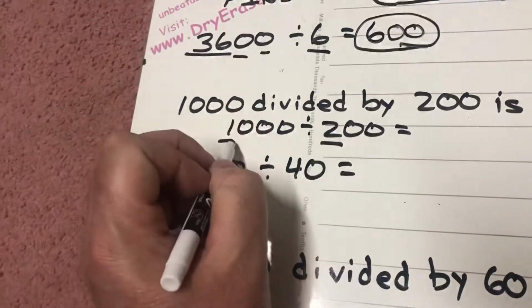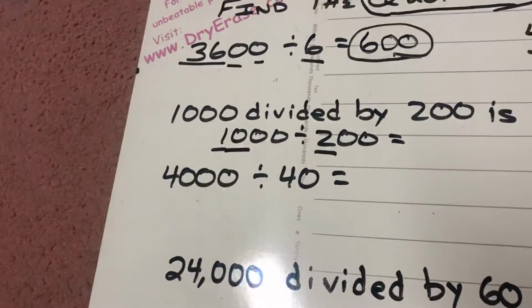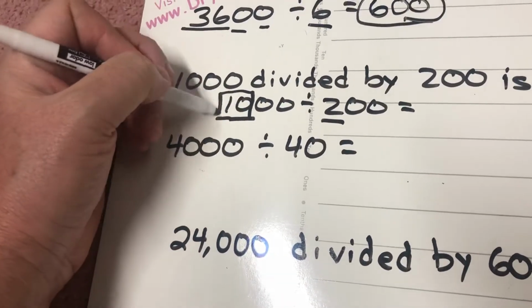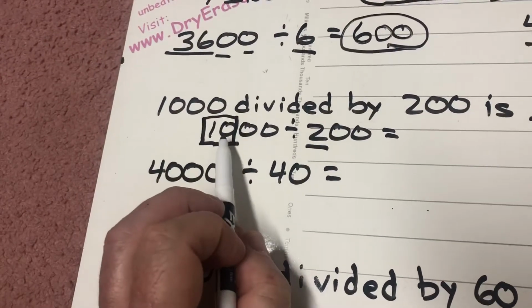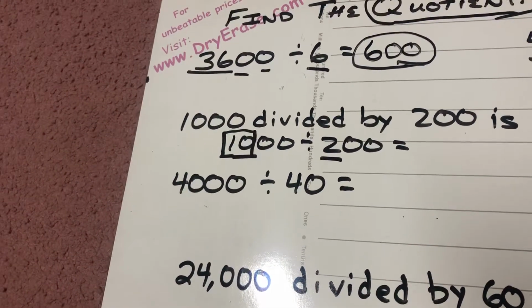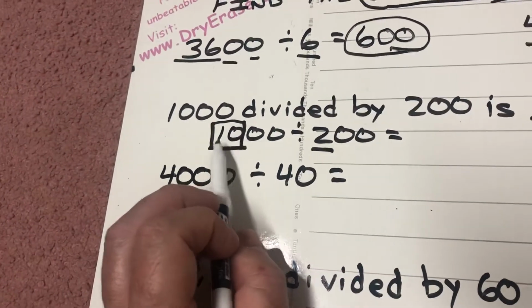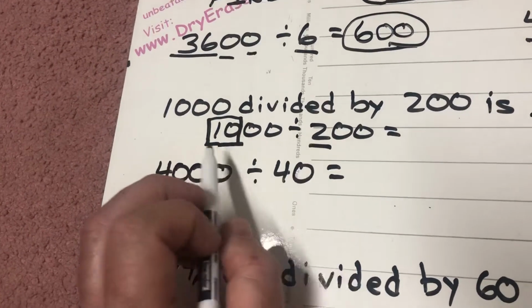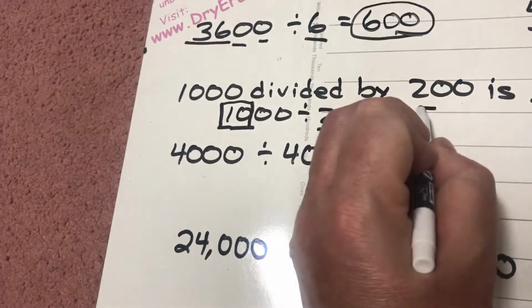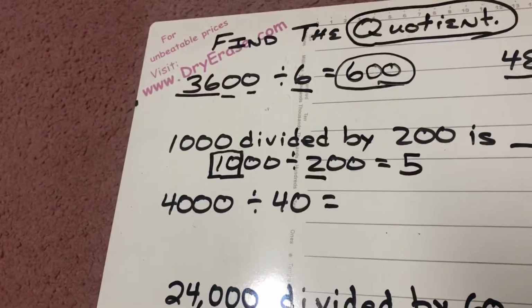So I don't think about 1, I'm actually going to think about 10. And that 0 for the 10 is not going to count toward my zeros for the zeros trick. Okay? Because my base number here that I'm using is 10. So I'm thinking 10 divided by 2, and 10 divided by 2 is 5.